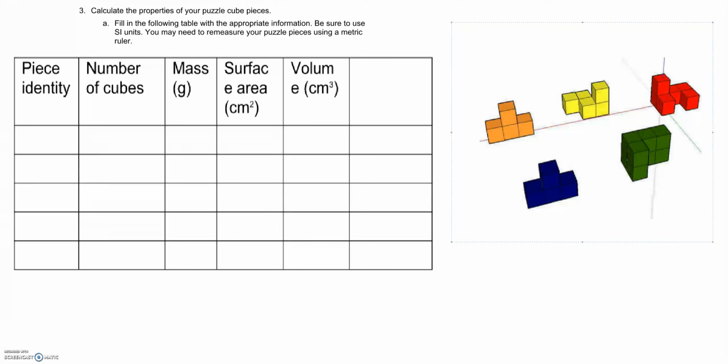Alright, so now I want you to go back and take a look at your puzzle cubes from the previous section. If I was going to identify these, I have an orange cube, a yellow cube, a blue cube, a green and a red. The number of cubes on my orange was 4, yellow is 5, blue is 4, green is 8, red is 6. Now I'm getting that just from counting these. 1, 2, 3, 4, 5, 6.